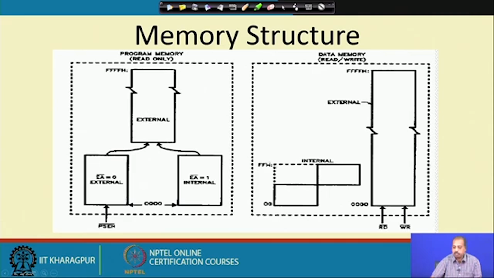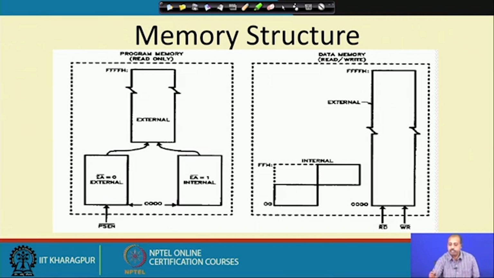On the other hand, for the data memory part, we have 00 to FF. That much will be internal memory, and from there onwards it will be accessing the external memory. Because only 128 bytes are there for the internal memory, first 0 to 127 will be internal memory, and 128 onwards it will be accessing external memory, and that is detected by the MOVX instruction. Whenever you are using the MOVX instruction, it will be using the external memory, and whenever you are using the MOV instruction, it will be using internal memory.